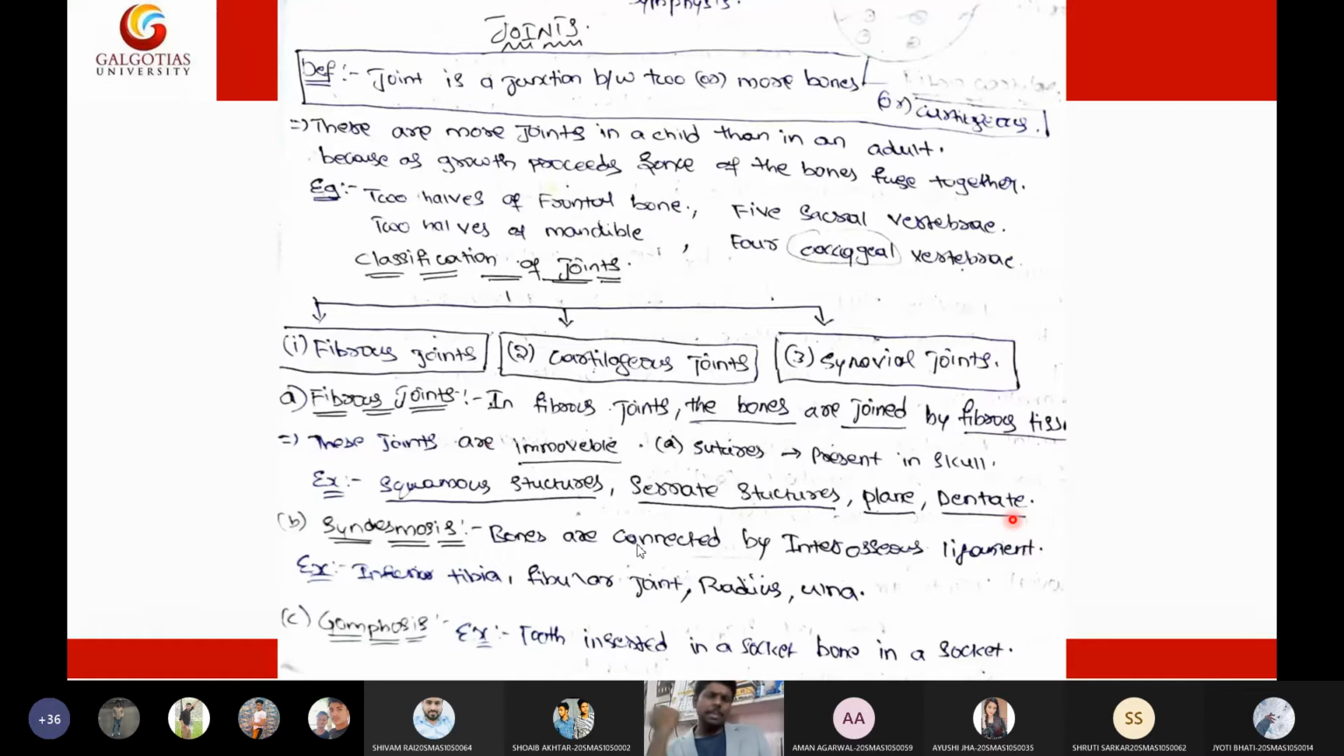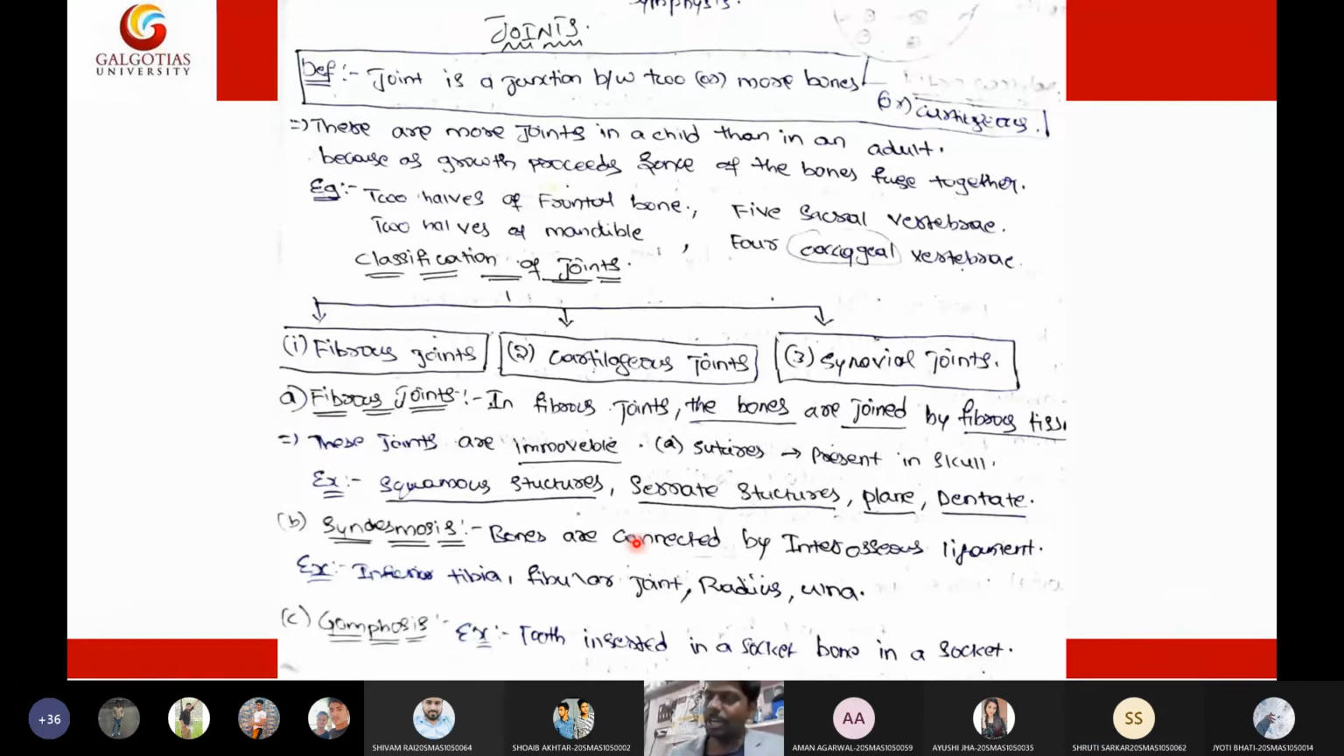Then give me examples for secondary cartilaginous joints. I have given three examples just now. Symphysis pubis, which is present in the hip bone. Very good. Next, the manubriosternal joint. And the intervertebral joint. Well done, students, so you are listening to the classes. Good. So this is all about the fibrous and cartilaginous joints.